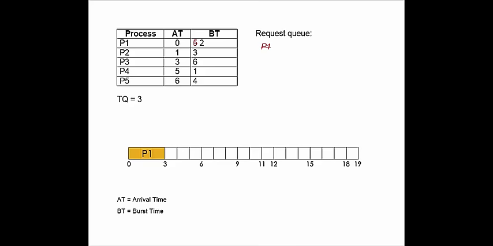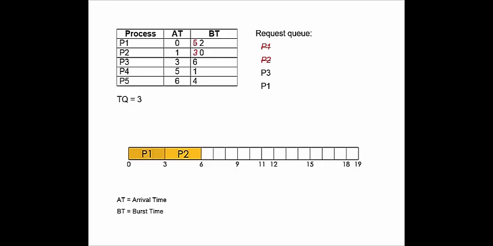So within 3 seconds, P2 and P3 have arrived in the CPU, so we put P2 and P3 in the request queue. But since P1 has not been completed fully and still has some remaining burst time left, we have to queue P1 again and execute it another time. Next in queue is P2. So we execute P2 for 3 seconds, so it's from 3 to 6.